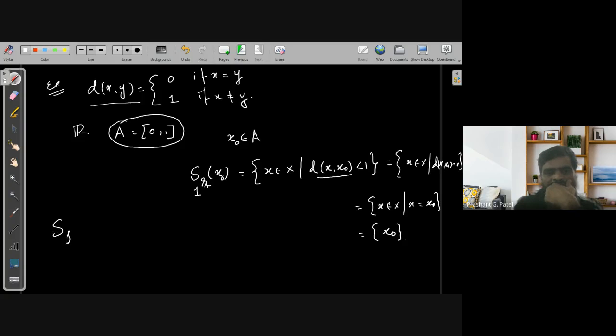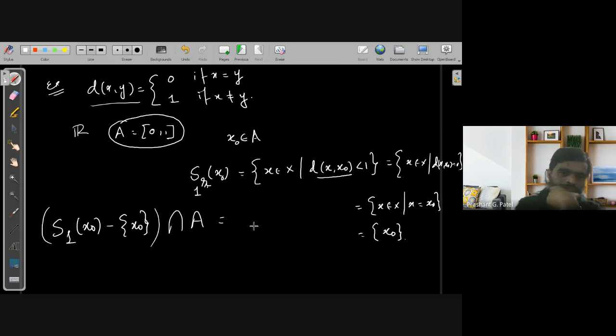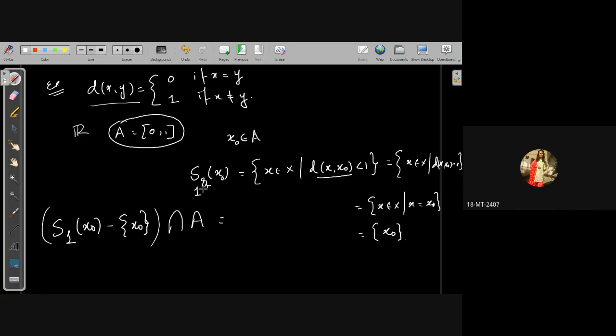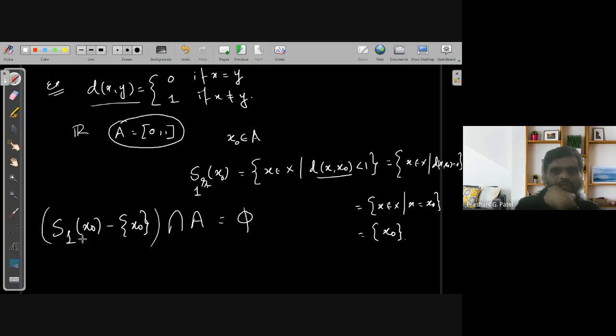So S_1 of x0 minus x0, because as per the definition of the limit point you have to remove the center from it, intersection with A is what? So phi. Phi, because this is only a singleton point and you are removing that point from it, and the center in A you have taken. So there is no point in this set which is a limit point.